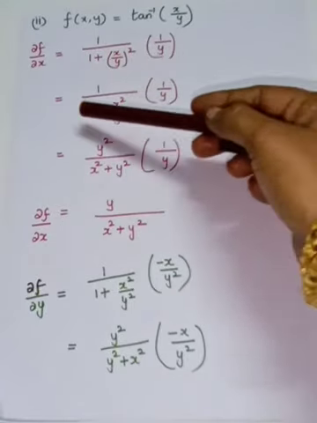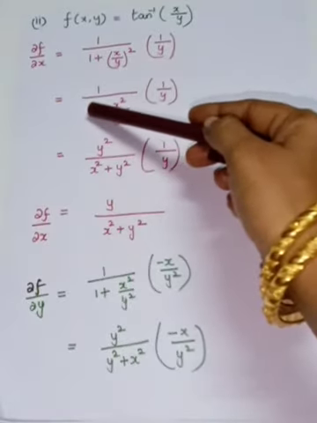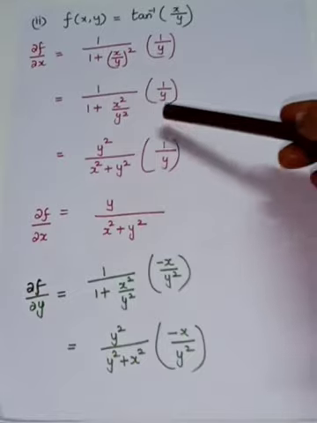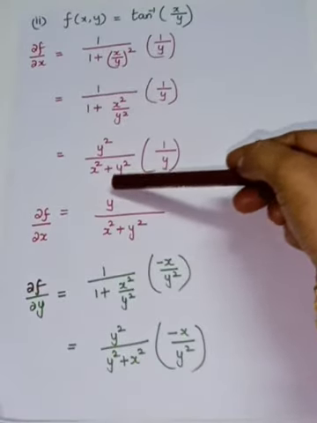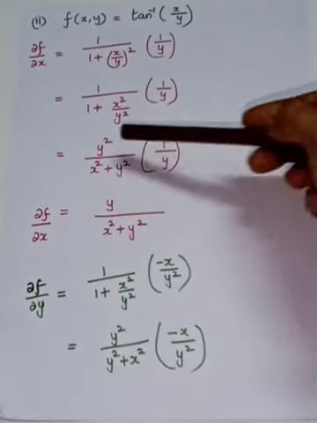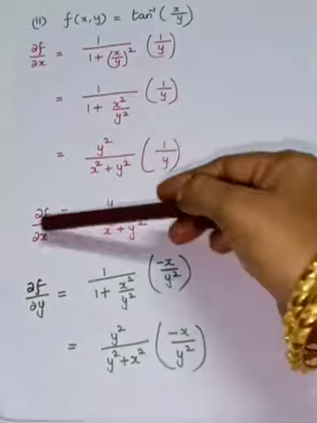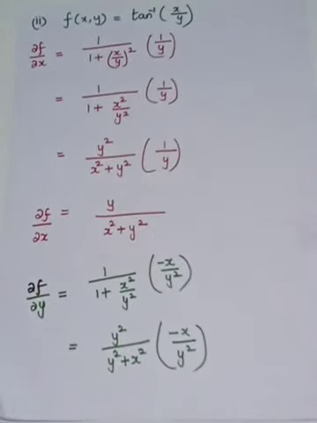Then you have to take LCM. The LCM here is y squared, so it has to be multiplied with 1. So y squared plus x squared divided by y squared. That y squared will come to the numerator into 1 by y, so one y gets cancelled. So dou f by dou x is equal to y by x squared plus y squared.